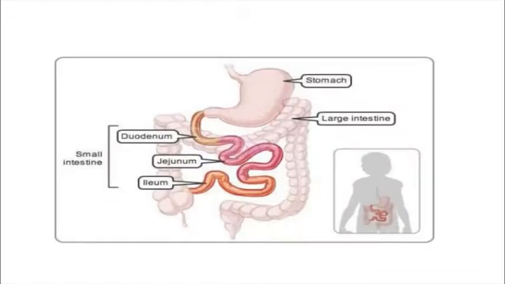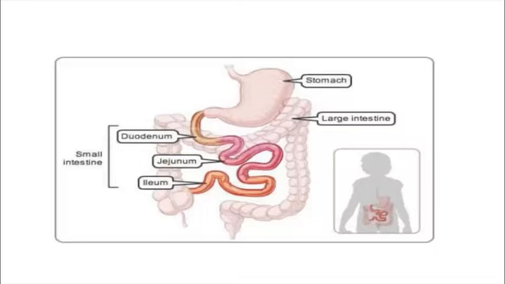The small intestine. It is a muscular tube extending from the pyloric sphincter to the large intestine. It is the longest section of the alimentary canal, with a length of 8 to 20 feet in a living person. The small intestine is divided into three parts: duodenum, jejunum and ileum. The major functions of the small intestine are, number one, most of the chemical reactions are completed here, and number two, most of the absorption also takes place here.